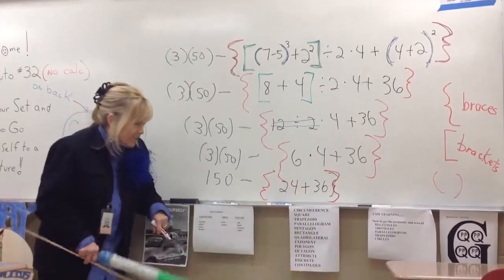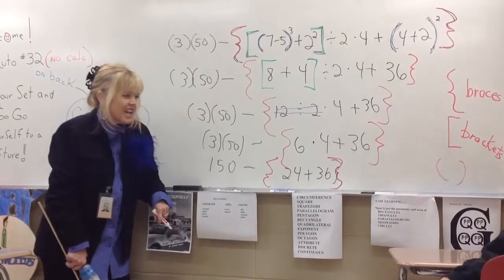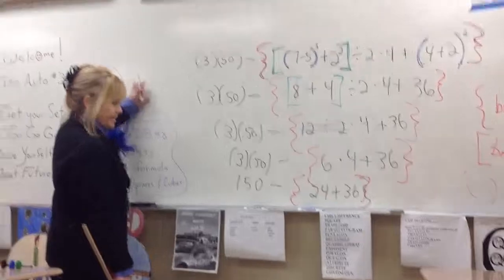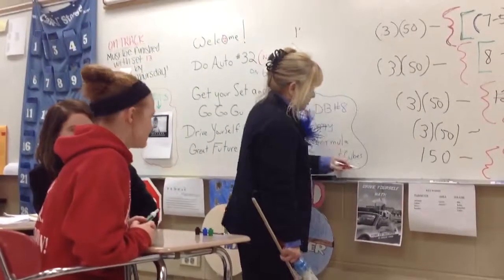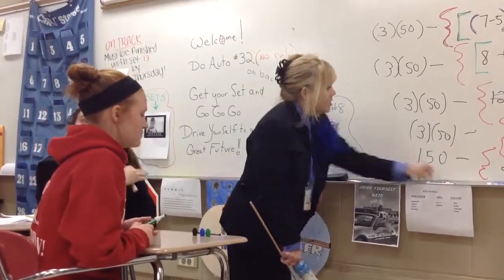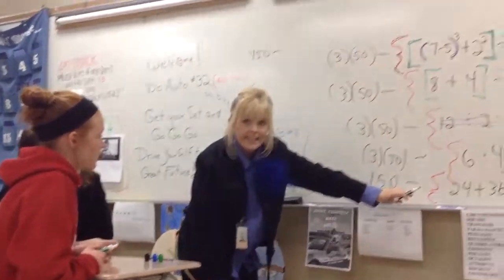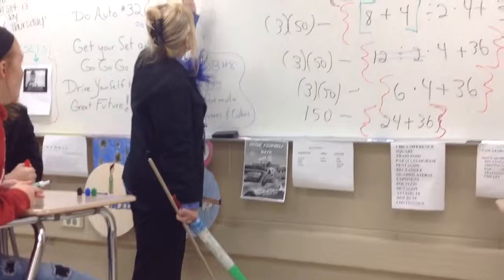What's 24 plus 36? It'd be like 40. 60. Yeah. Okay. I'm running out of room, so I'm going to move right here. 150. There's my takeaway, and that is 60. Boom! What's the answer? 90.